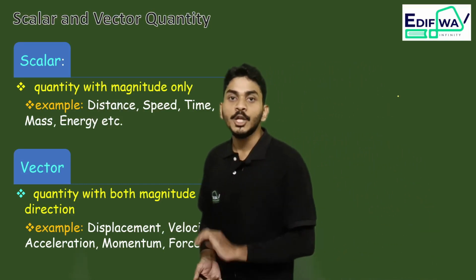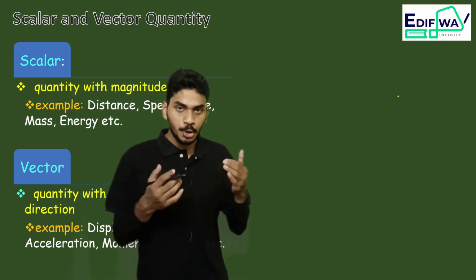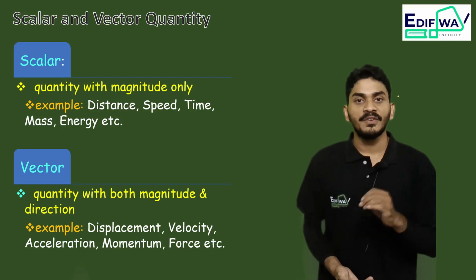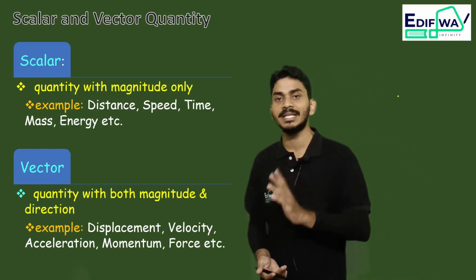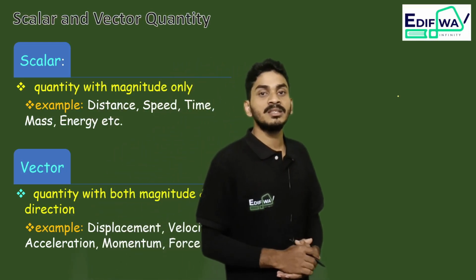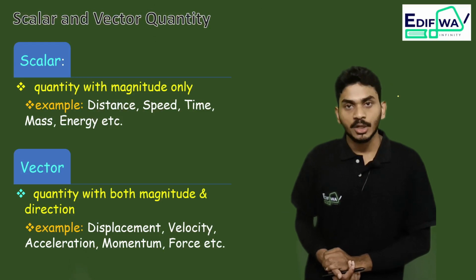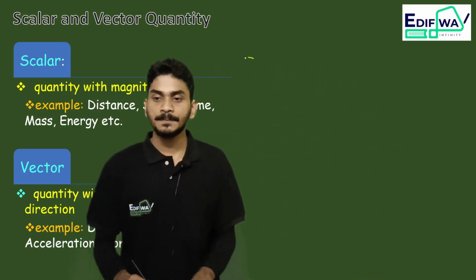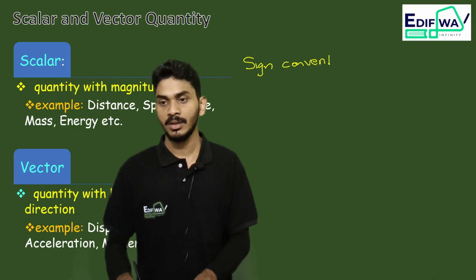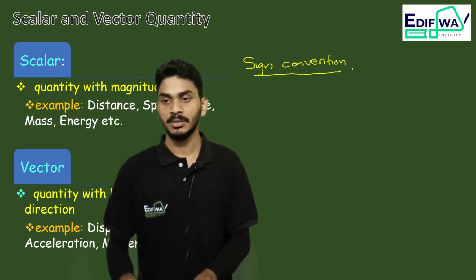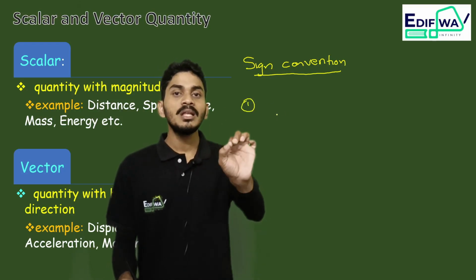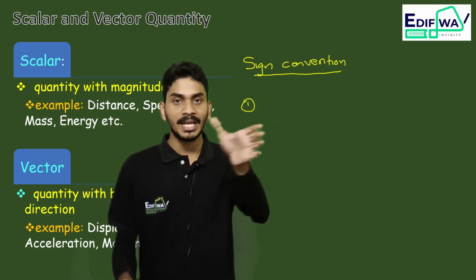Now in order to do the numerical questions, the problems, you need to follow a sign convention for vectors. In this chapter you will follow a sign convention. What is that? There are two ways by which we can give the sign for vector quantities. So let's discuss the sign convention. The first one is similar to your coordinate system, that is your xy plane.